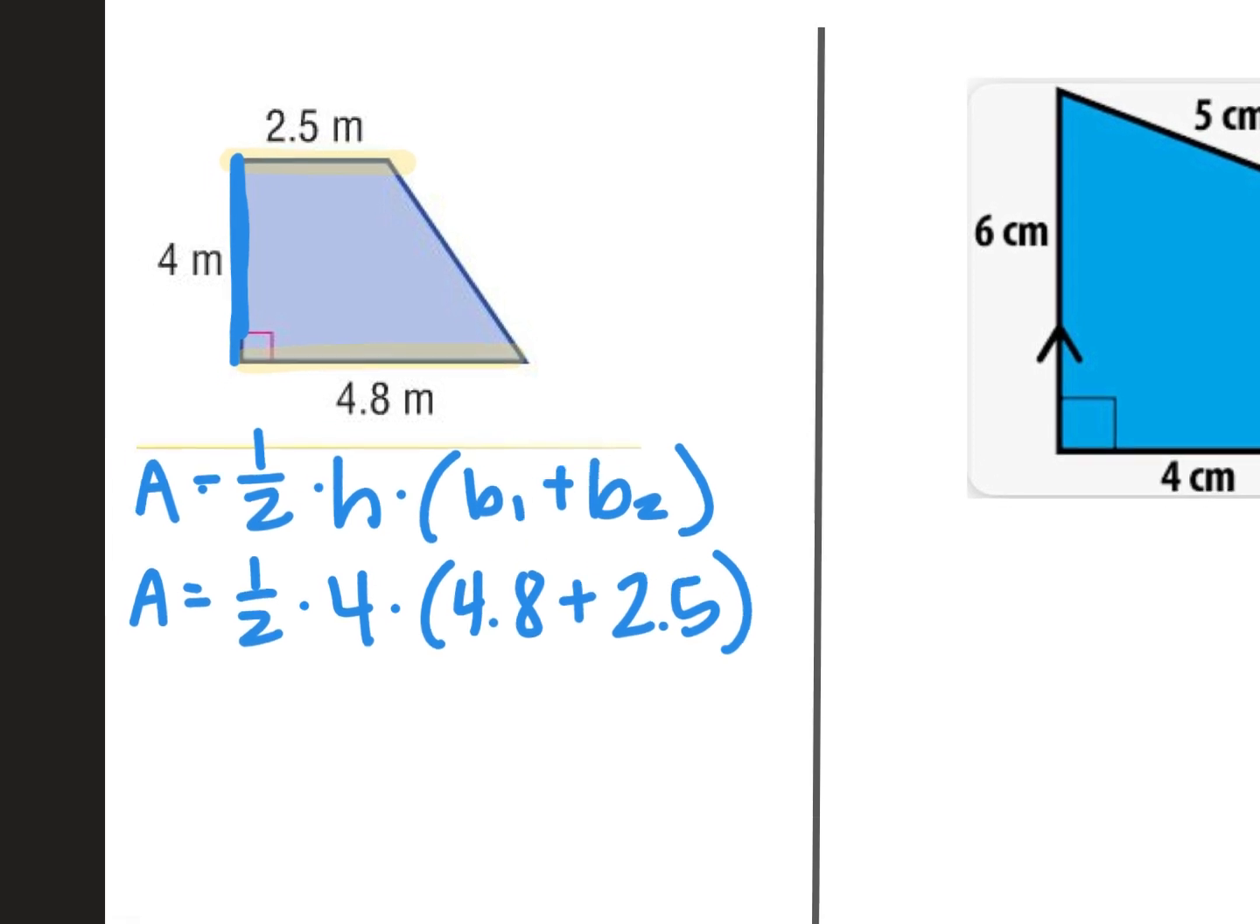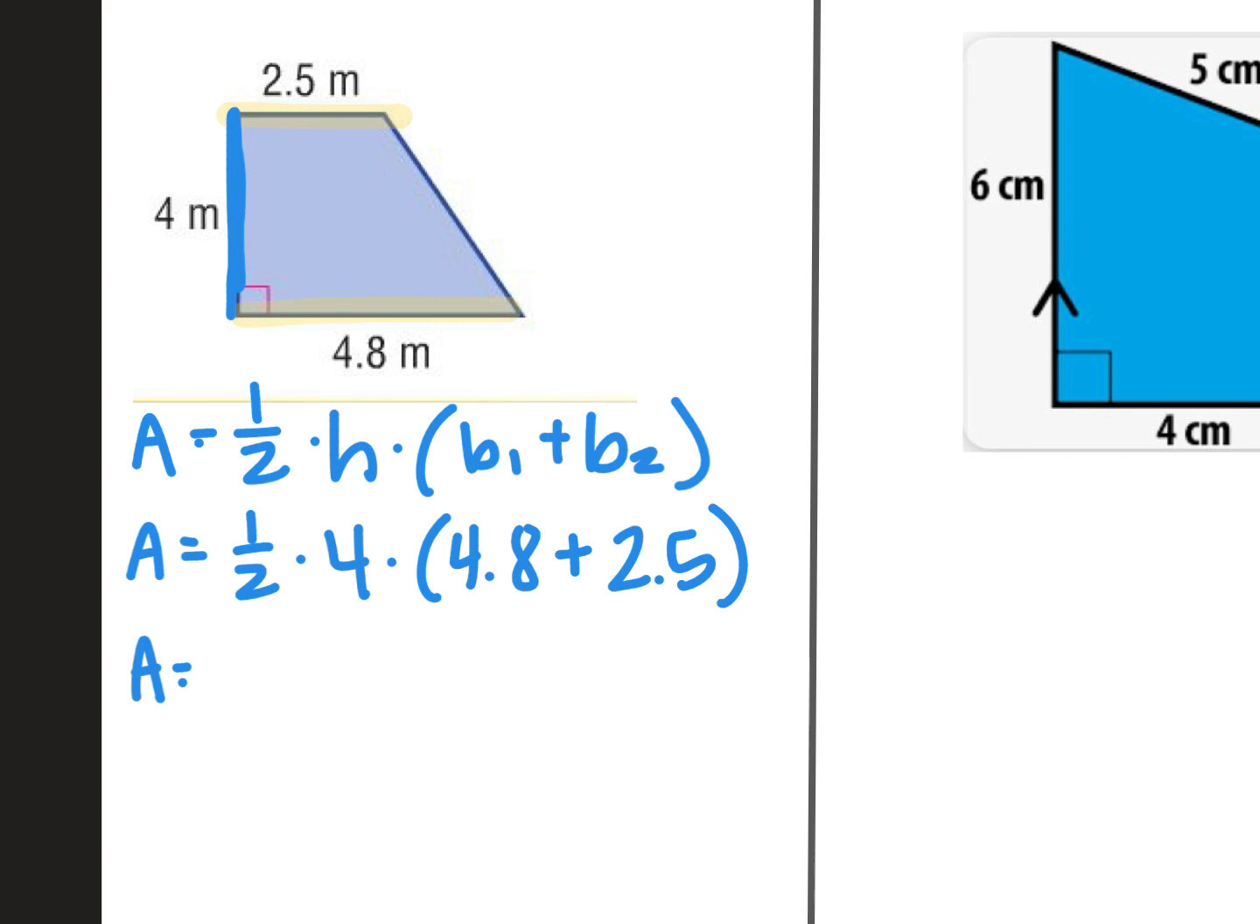Now, when I plug this into my calculator, I'm going to enter 1/2 or 0.5, whichever you prefer, times 4 times, and then I'm going to use the parentheses, 4.8 plus 2.5, put my end parenthesis on there to make sure my calculator does it all in the correct order, and then I end up with my answer. And again, we are taking meters multiplied by meters, which makes our label meters squared. If you would prefer to just type in the addition into your calculator first and then do all the multiplication, that's fine. But if you type the whole problem in at once, you have to include those parentheses.